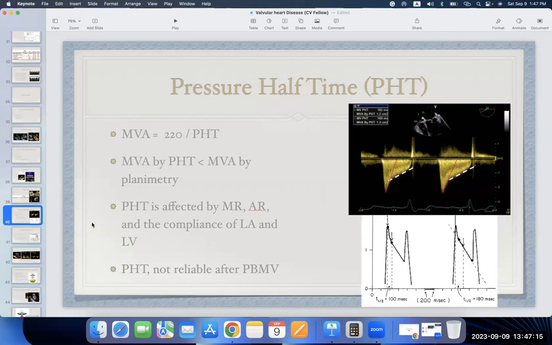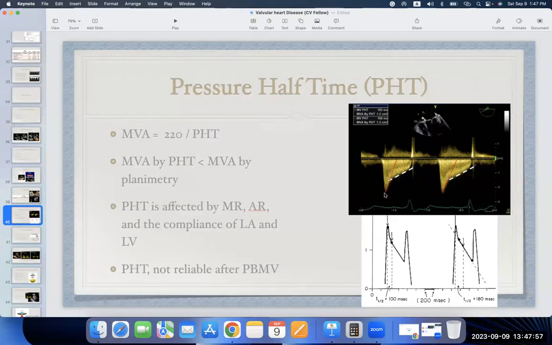The pressure half time, the tip that I want to mention, and this is very important, is that sometimes the curve of the pressure half time will be bimodal. But let me say, what is the pressure half time? It's basically the time required for the pressure to become half of the maximum gradient. Let's say here the maximum pressure gradient is 10 millimeter mercury. The time required for this pressure gradient to reach 5, this will be the pressure half time.